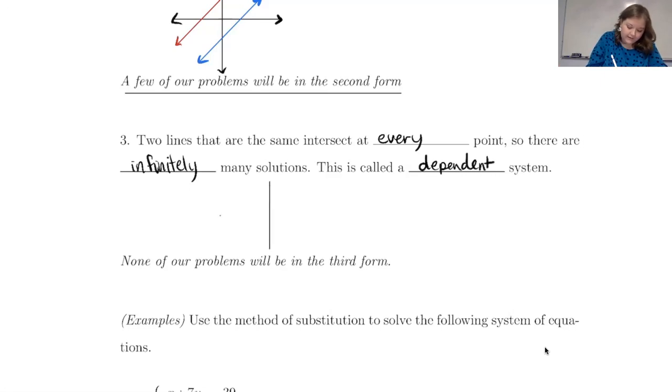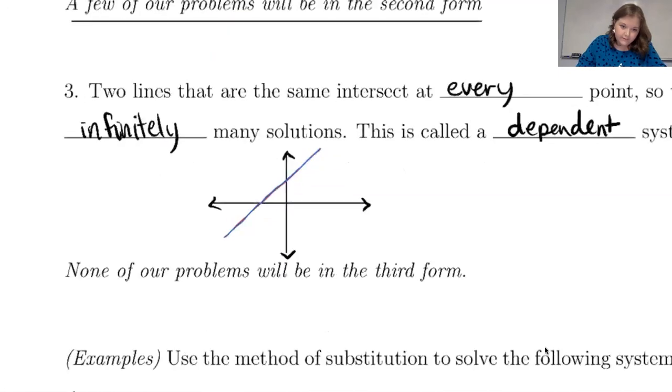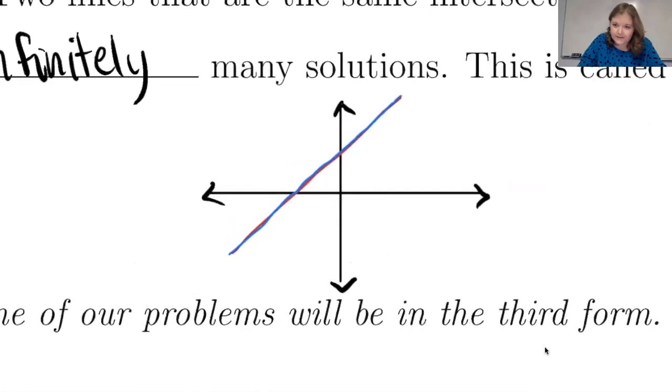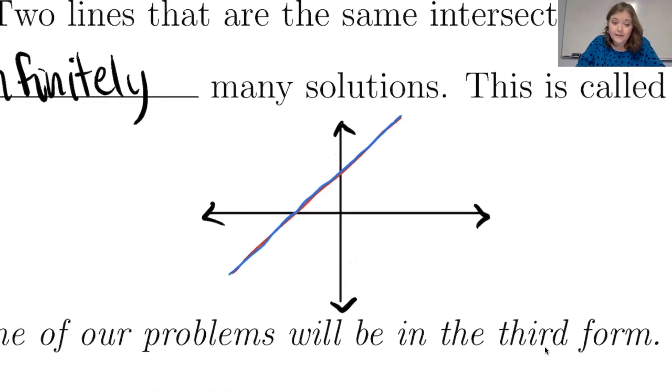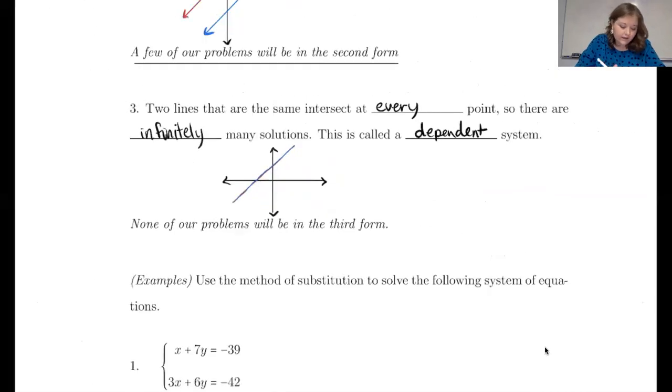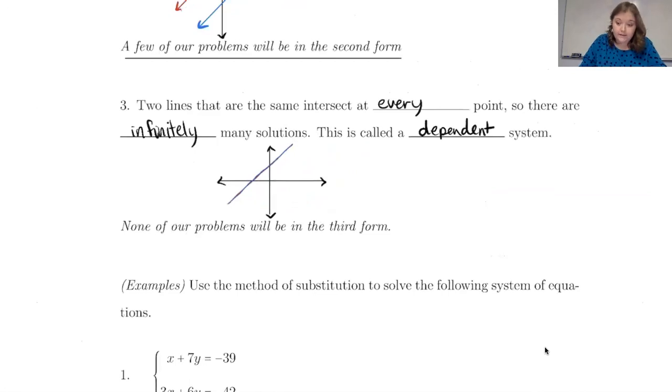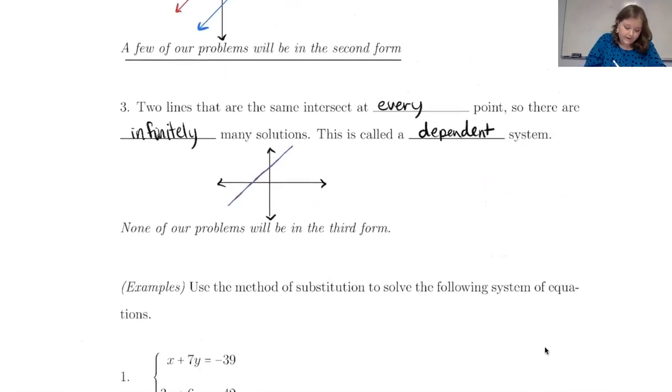And so in that case, if we draw our Cartesian plane, that would be a line and then the exact same line drawn on top. So we see our two lines, they're exactly the same, every single point is the same, and there are infinitely many points that work for that. But in this class, we are not going to have any dependent systems. So don't put that as an answer.